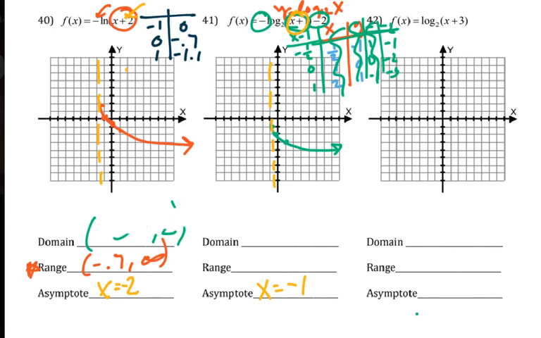Maybe my domain here is off. So we switched it. So our domain has to be from negative 2 to infinity. Your domain here is going to be your asymptote to infinity. My range is the lowest y value. The lowest y value here is negative 1. So it's actually negative infinity. And it stops at negative 1.